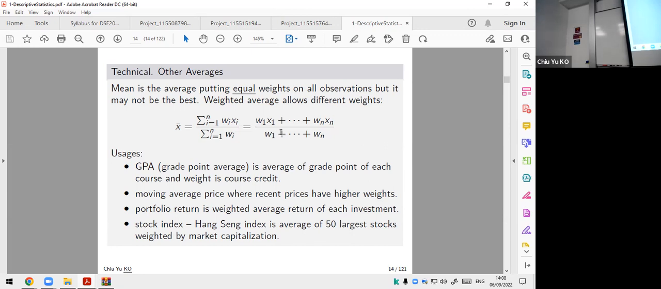When HSBC moves, the market moves, right? Or China Mobile moves. China Mobile, I don't know; I haven't looked at the stock market for a long time, but if those big stocks move, then the index will move. I think now it's Alibaba moving and things move. So that is the idea.